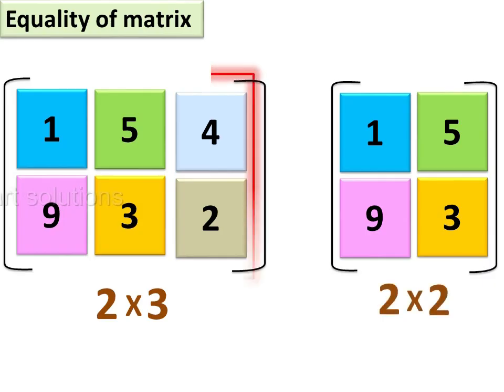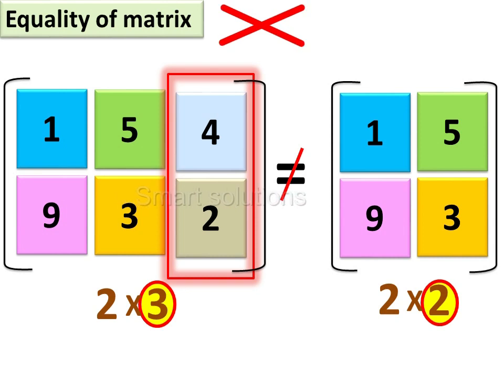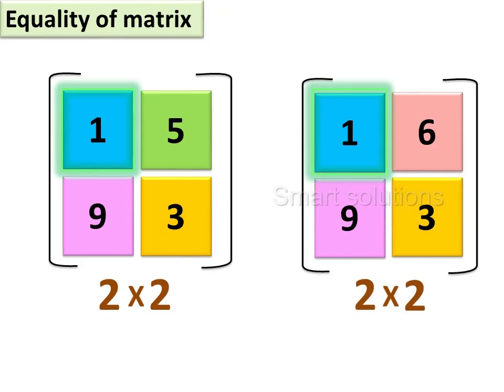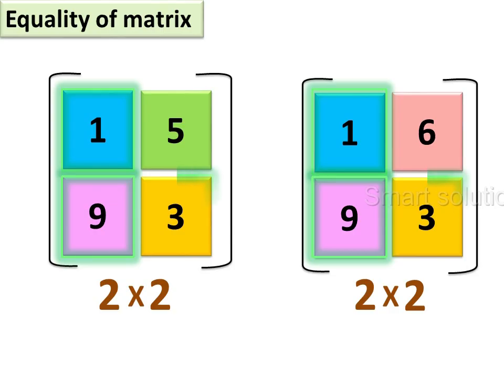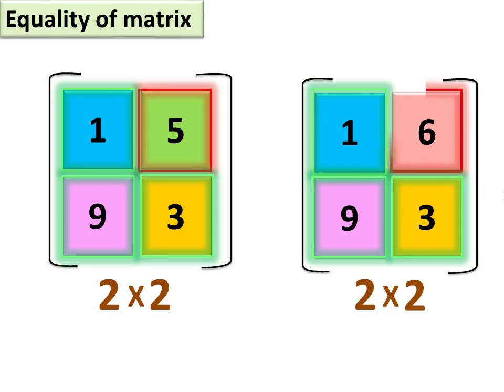In this example, order of matrix is different, so matrices can't be equal. In this example, order of matrix is same, but the second elements in the first row are different, so matrices can't be equal.